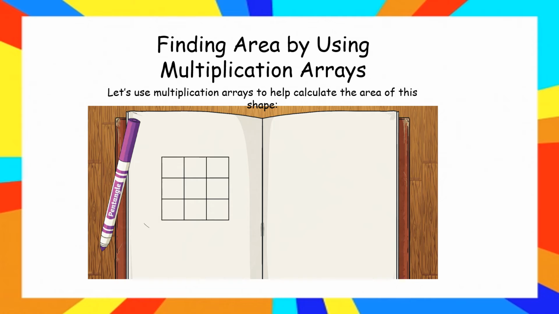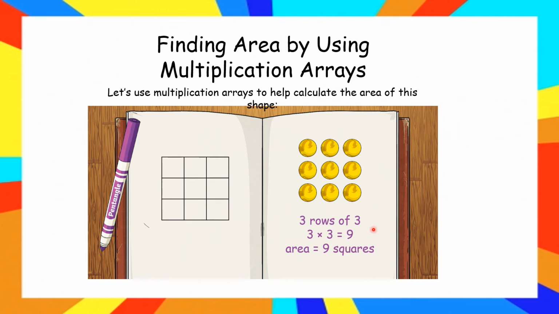Now let's use multiplication arrays to help us calculate the area of this shape. Let's count in order. 3, 6, and then 9. How did we arrive at 9? Because on each row we have 3. 1, 2, 3. 1, 2, 3. 1, 2, 3. That's why we have 3, 6, and then 9. So 3 rows of 3, and that is 3 multiplied by 3, and that gives us 9, and the area is equal to 9 squares.